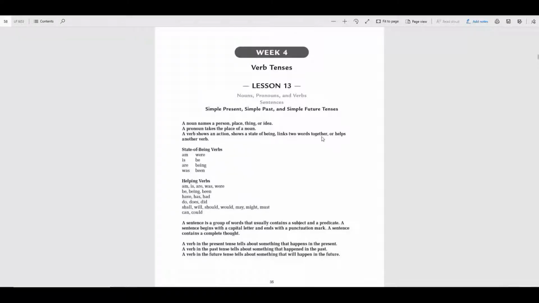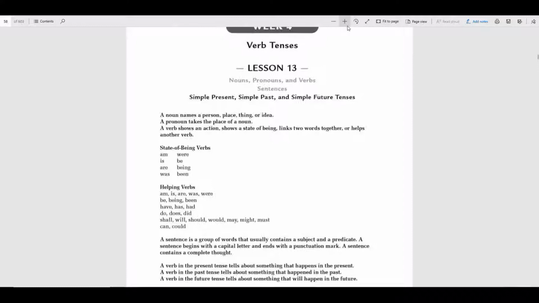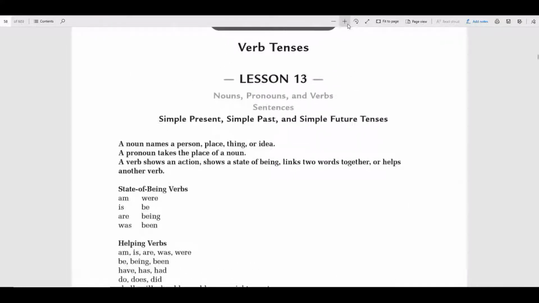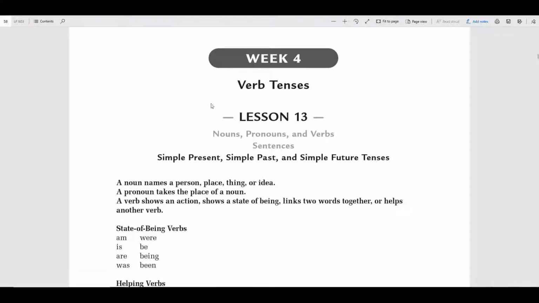Okay, here we are for week 4 of our grammar. I'm going to make this a little bigger. I don't know if that'll help. I don't know what your screen looks like, so it's hard for me to know. Maybe that'll help.